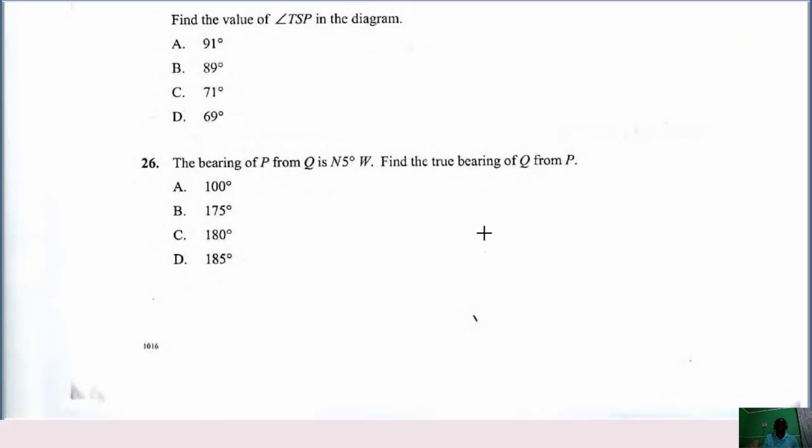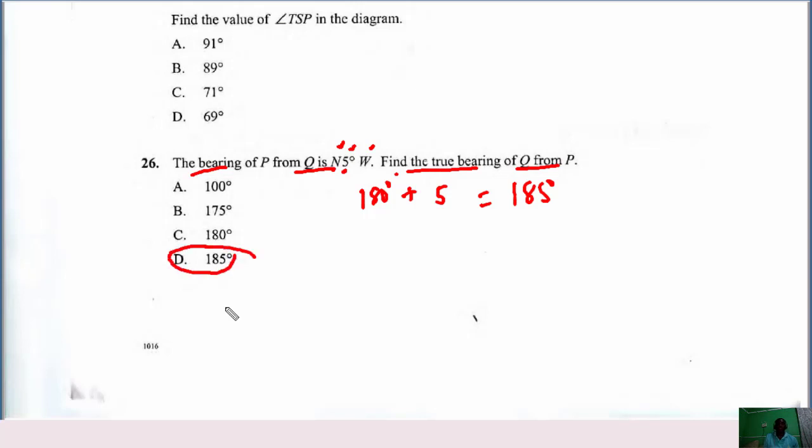Question 26 said the bearing of P from Q is north 5 degrees west, meaning northwest. Find the true bearing of Q from P. So because this is 5 degrees less than 180, it will be 180 degrees plus 5, which will be 185 degrees. Good.